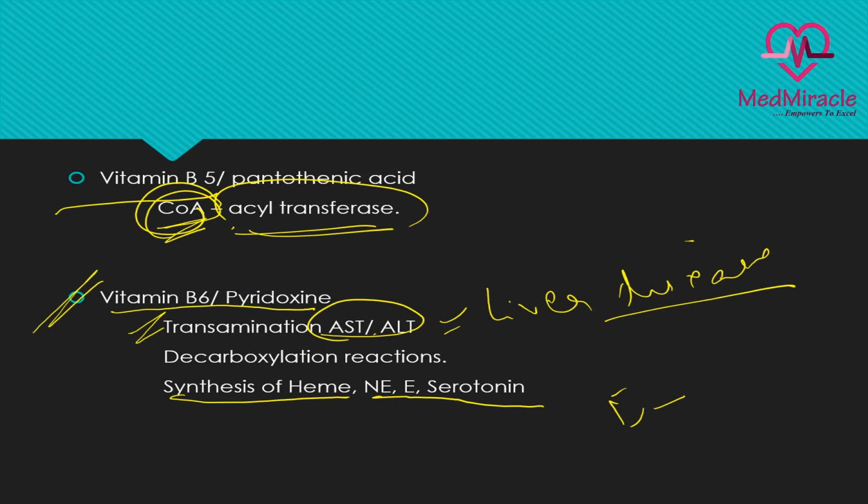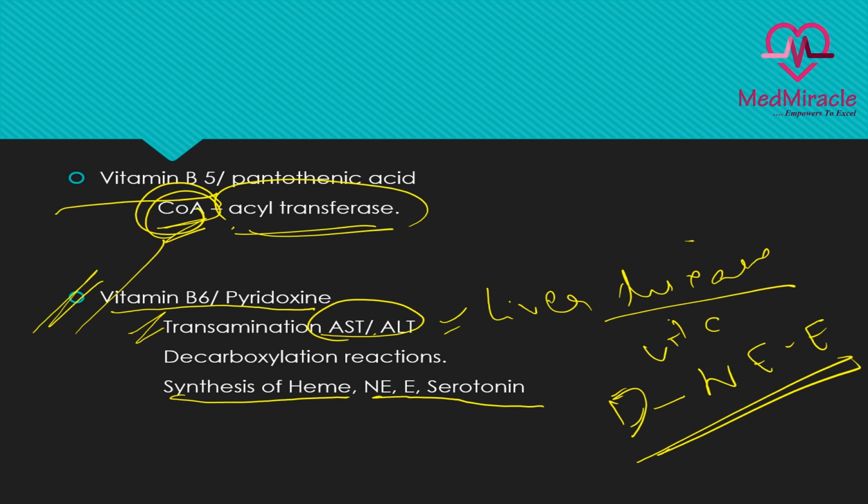Actually, the dopamine, norepinephrine, epinephrine pathway, you have to be thorough with this one. Because vitamin B6, vitamin C, a lot of things are involved in this pathway. So you have to know exactly at which step vitamin C is acting, at which step vitamin B6 is acting. You have to be thorough.